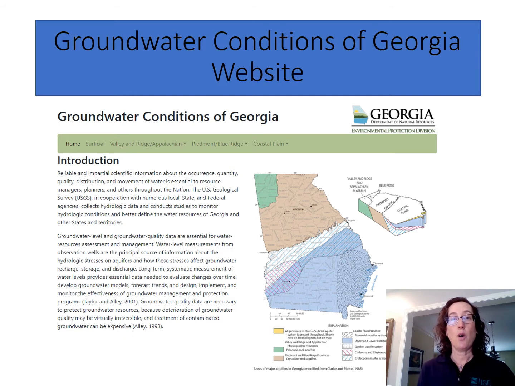This slide shows the homepage for the Groundwater Conditions of Georgia website. The information is separated into aquifers by physiographic province in the tabs across the green bar. The Surficial Aquifer covers the entire state. The Valley and Ridge in Appalachian contains the Paleozoic rock aquifer. The Piedmont and Blue Ridge contains the Crystalline rock aquifer. And the coastal plain contains all the rest of the aquifers in the bottom half of the state.